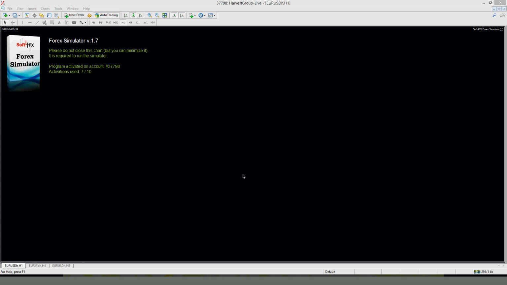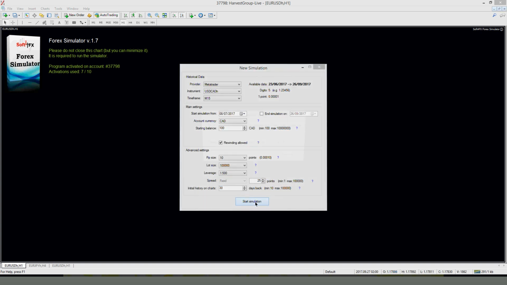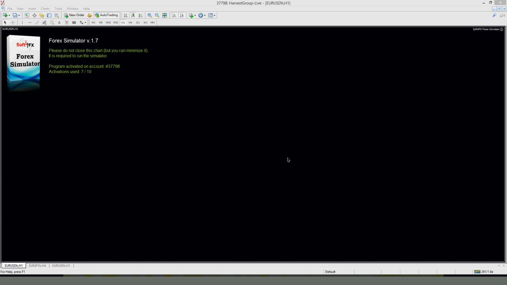Bid size, totally up to you. Leverage, you can change up to 500, whichever you want to use. And I usually like to use 30 days back for the initial history on the charts. Spread depends on your particular broker. So you start the simulator and then you generate it. Once that's done, you start the simulator.